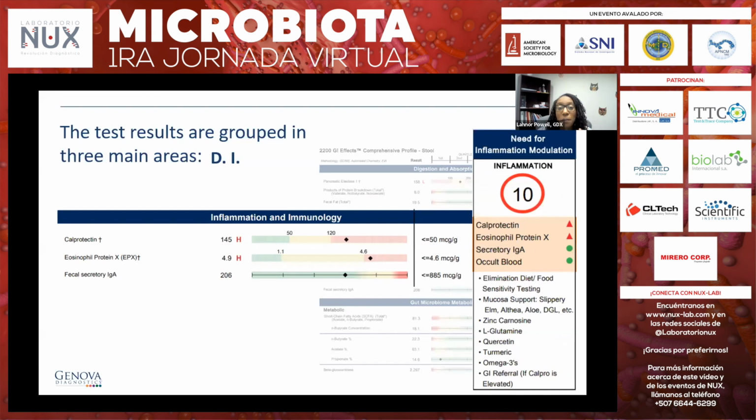And again, for the front page of the report, under the inflammation pillar, you can see these various markers here. Now, later in the report, we are going to talk about the fecal occult blood, but it does fall under this category because if you have blood in the stools, it can indicate inflammation.